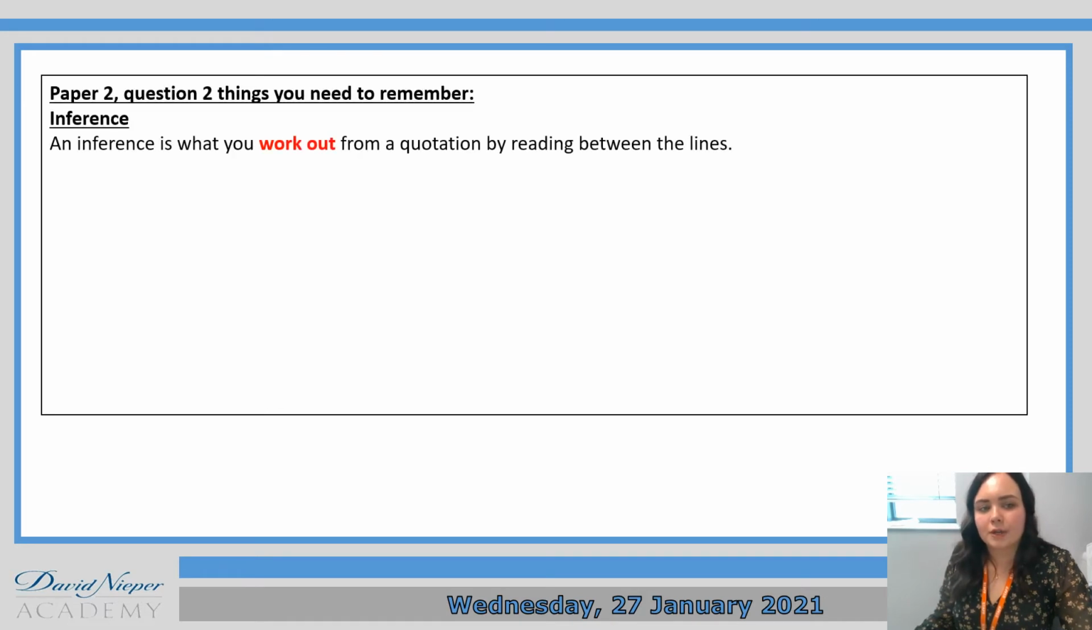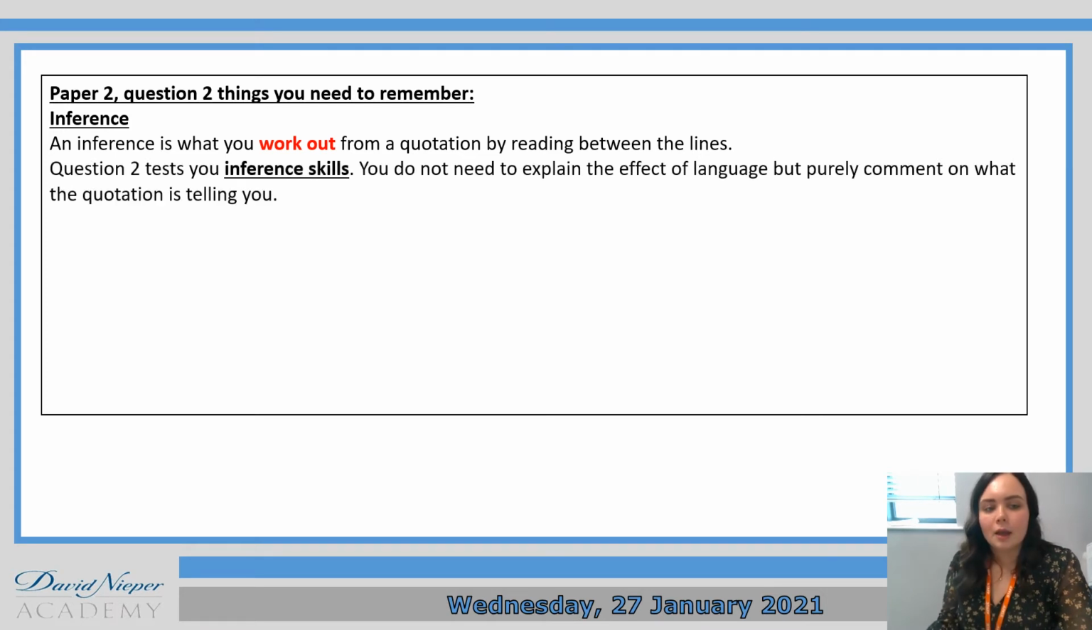The reason it asks you to do that is because it's focusing on this word here, inference. An inference is what you work out from a quotation by reading between the lines. So it's thinking about the word black and not just thinking that it's a colour, but thinking that it relates to death and sorrow and sadness and all of those connections that we make to it. So it's reading beyond, it's thinking in depth. It tests your inference skills because you don't need to explain the effect of the language, but you just need to comment on what the quotation is telling you and what it's suggesting to you.